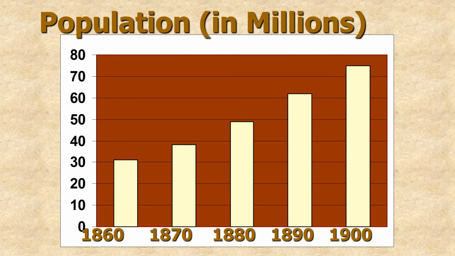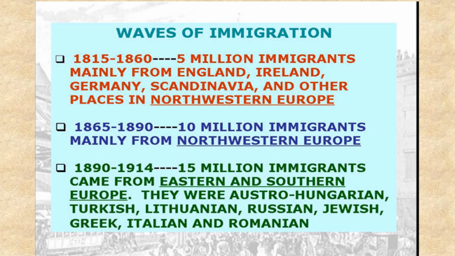So you can see here this rise of population, this huge increase of people in the United States. And these are the different waves. So earlier, 1815 to 1860, we had about 5 million immigrants come into our country, mainly from England, Ireland, Germany, the northern European areas. So they came in, the Irish were very poor. That was that potato famine, which we're going to talk about. 1865 to 1890, we had 10 million immigrants, mainly from, again, northwestern Europe.